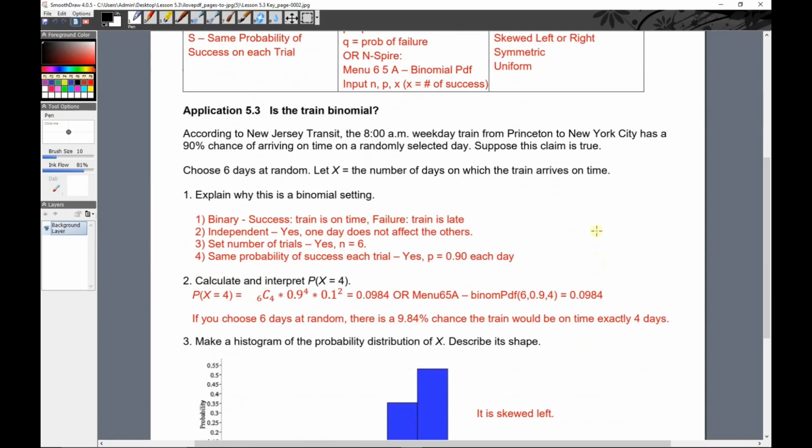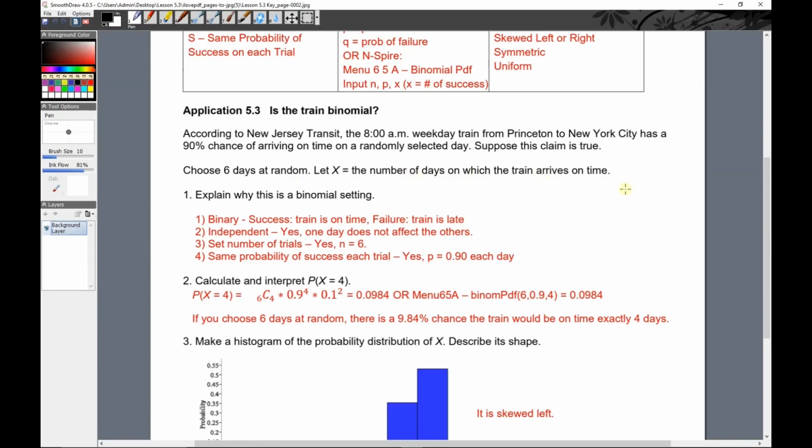Is the train binomial? According to New Jersey Transit, the 8 a.m. weekday train from Princeton to New York has a 90% chance of arriving on time on a randomly selected day. Suppose this claim is true. This is something we saw earlier, the very same scenario. So look, it either gets there on time or it doesn't. P is going to be 0.9 and N is going to be 6. Choose 6 days at random. X will be the number of days on which the train arrives on time.